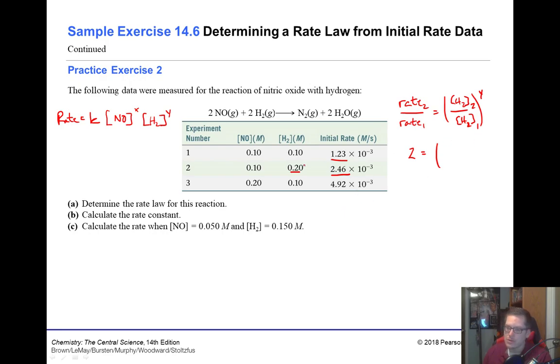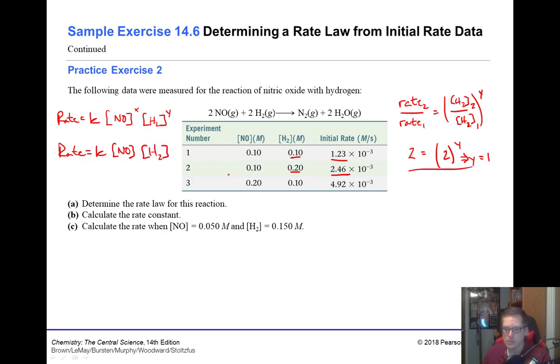There we go. So H2 of experiment 2 and then H2 of experiment 1, and you can see again we'd get 2. And so our y value would have to be 1. So y would be equal to 1. That's easy. So our rate law would be equal to k, and we still haven't figured out nitrogen monoxide yet, so we're going to leave that one alone. But we know for sure H2 is 1. So there's that guy.